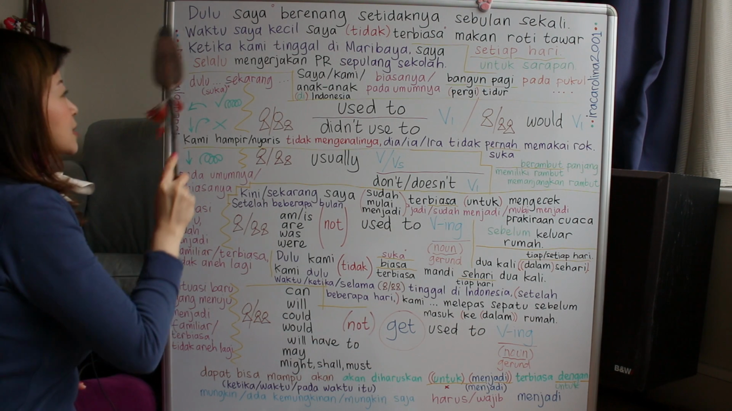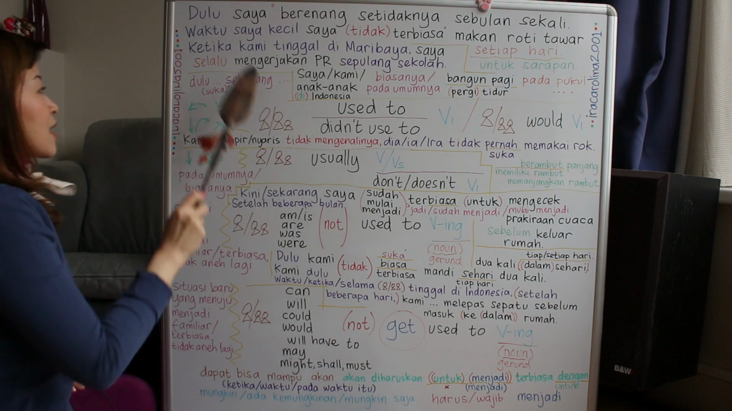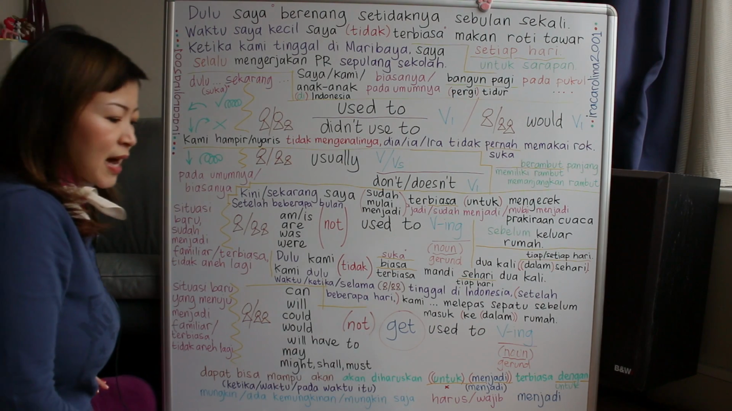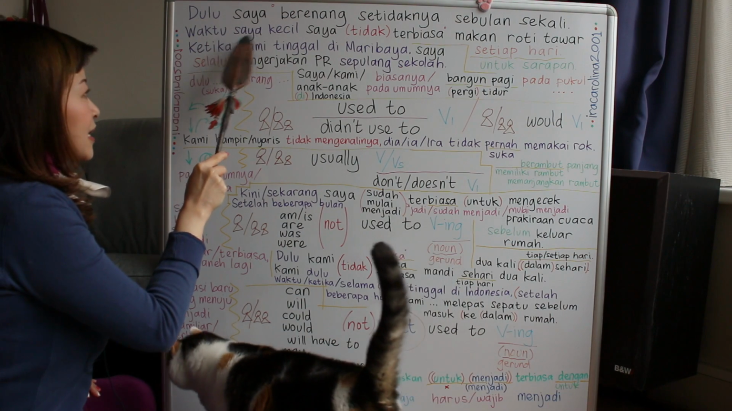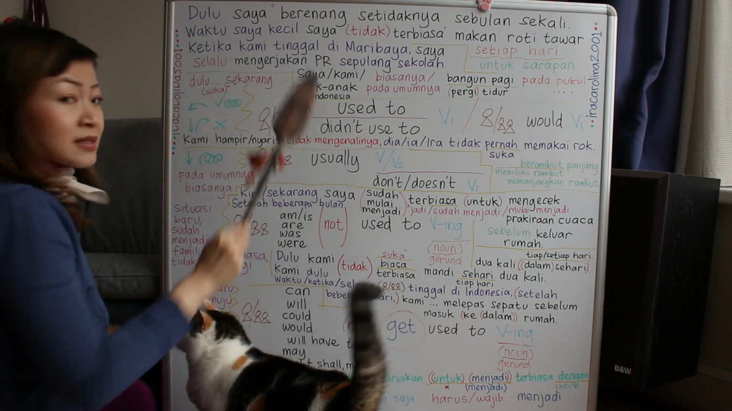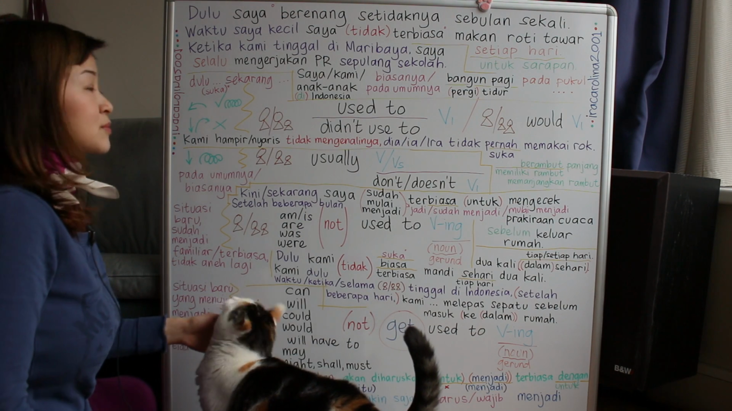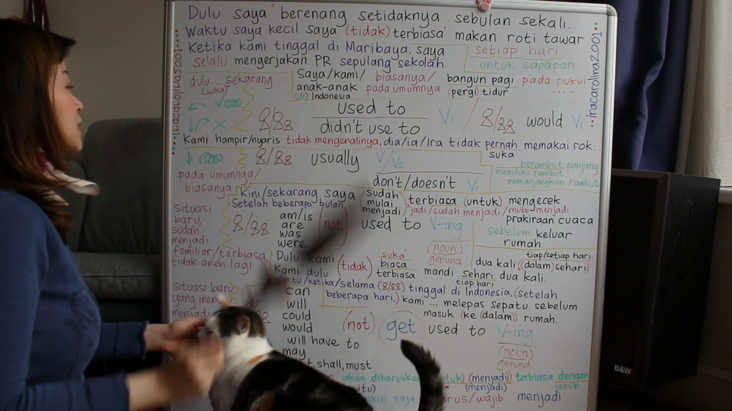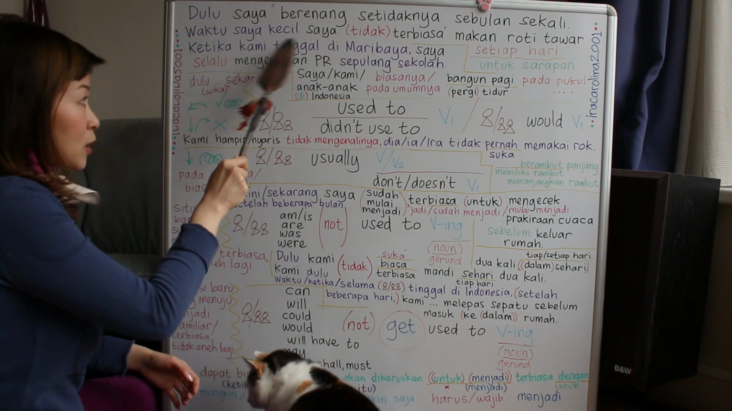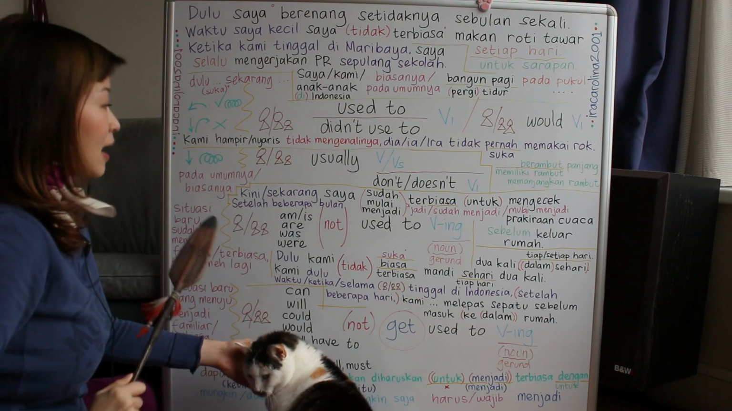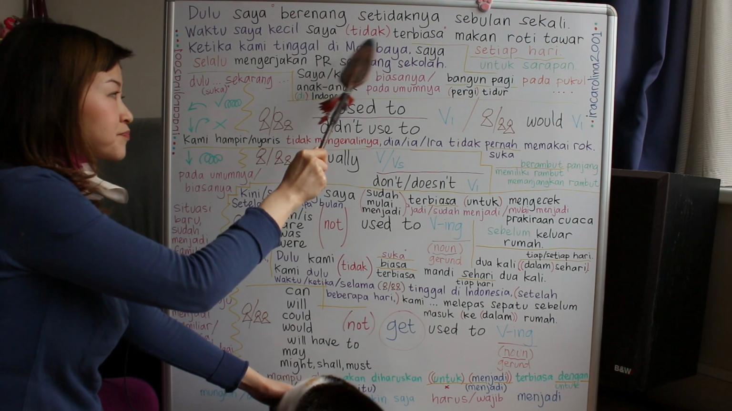And now here, waktu saya kecil. Waktu is time or when, in this case it is when. Saya, I, kecil, small. So when I was a little girl, but in Indonesian language we say it, waktu saya kecil, when I small. Saya, I, in this case I want to try to put the tidak or the not.